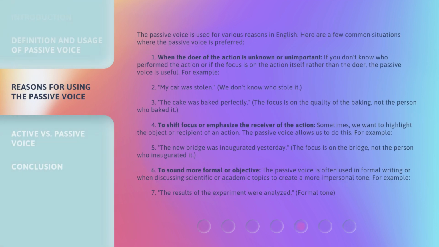The passive voice is used for various reasons in English. Here are a few common situations where the passive voice is preferred. 1. When the doer of the action is unknown or unimportant. If you don't know who performed the action or if the focus is on the action itself rather than the doer, the passive voice is useful. For example, 2. My car was stolen. We don't know who stole it. 3. The cake was baked perfectly. The focus is on the quality of the baking, not the person who baked it.